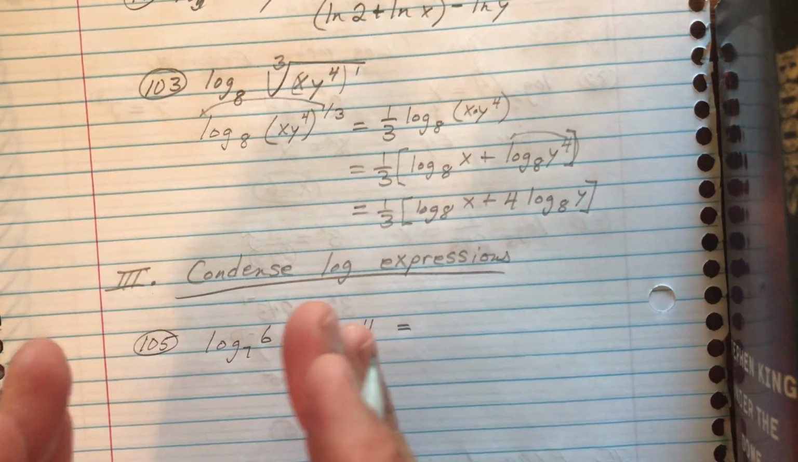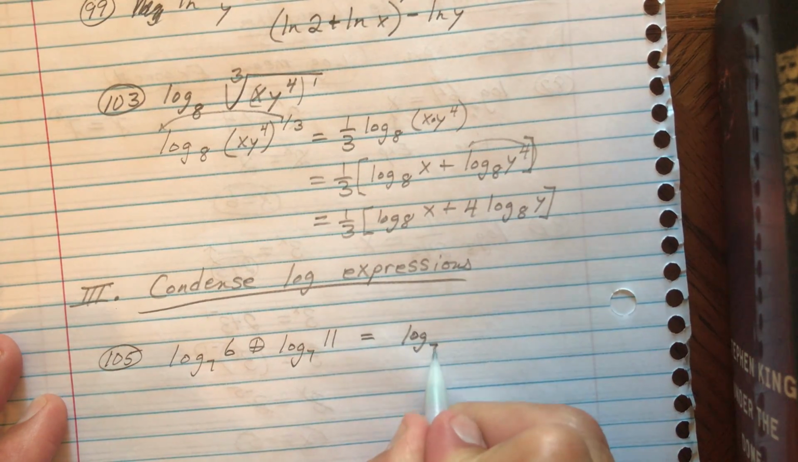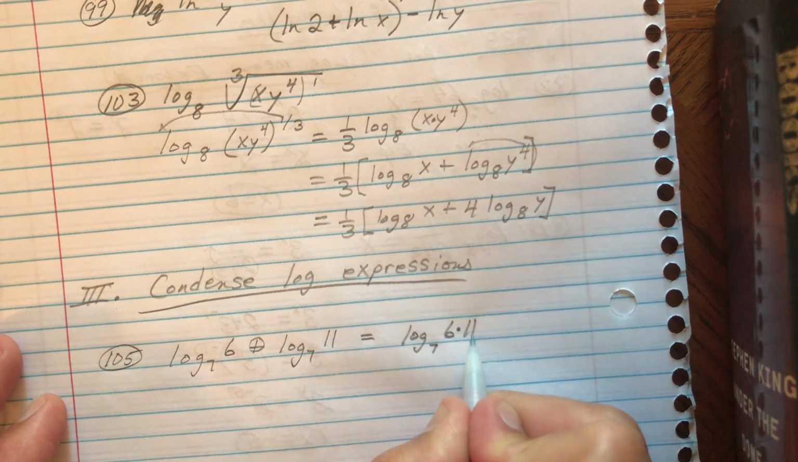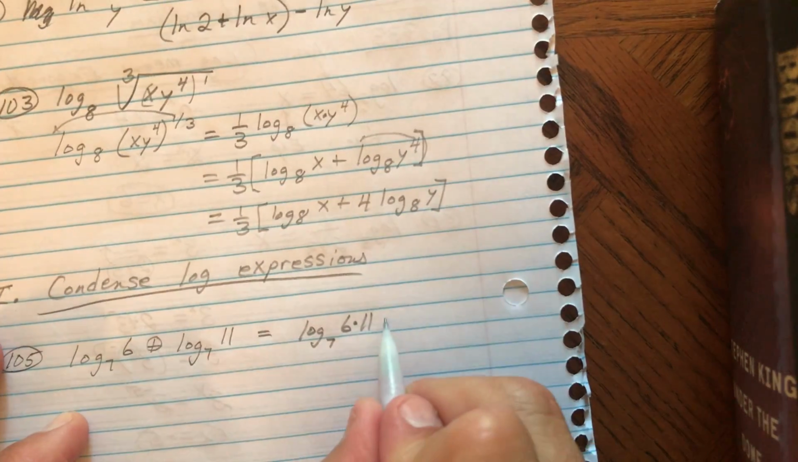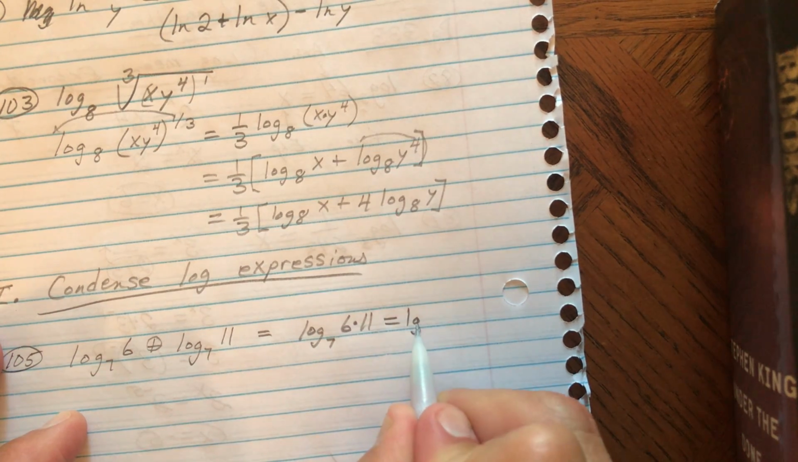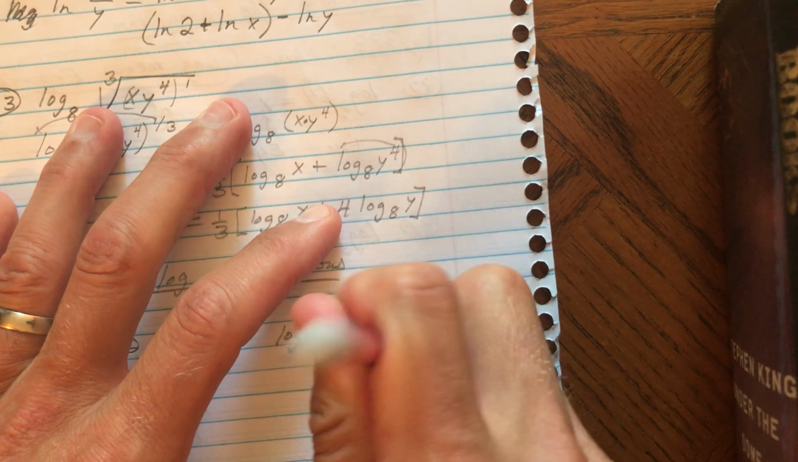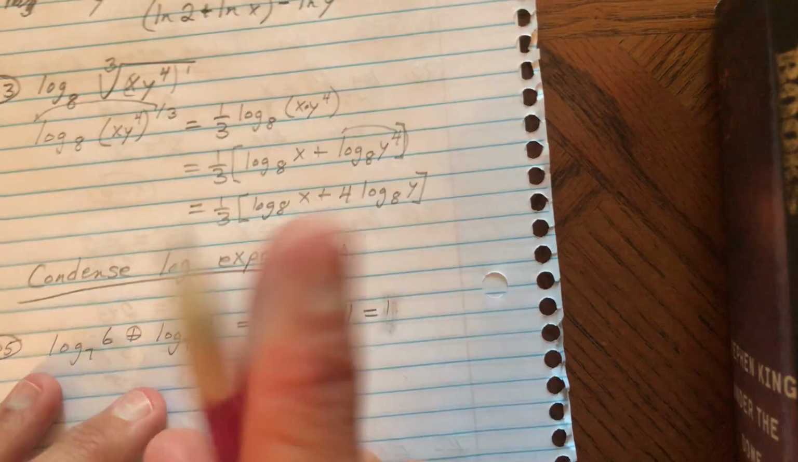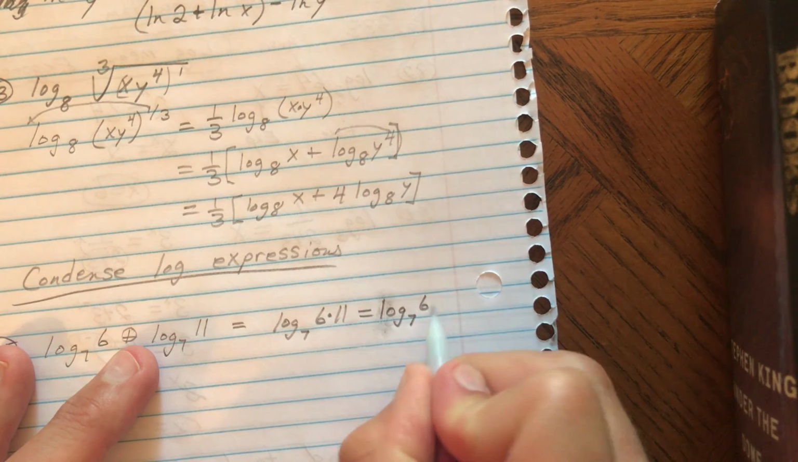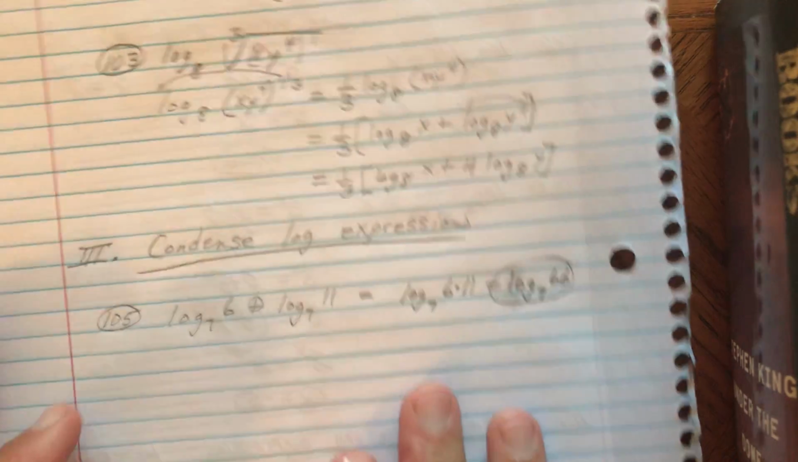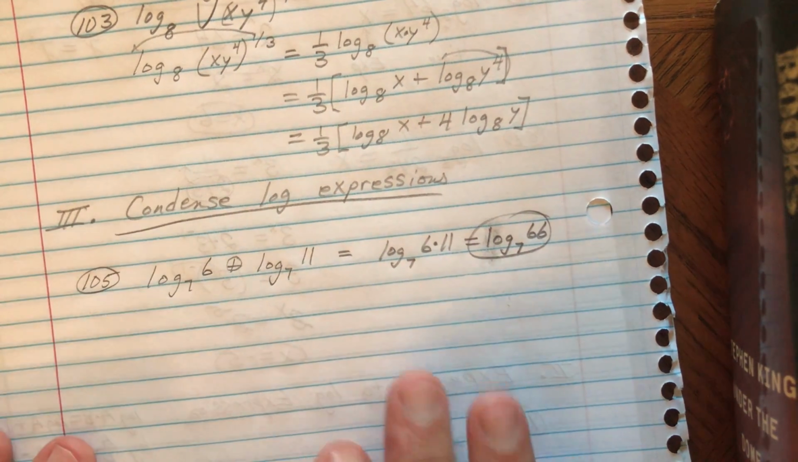Now you can see that this is expanded and it has an addition sign. So that must mean if we combine or condense this, it would change back to multiplication. So the 6 times 11 can have just one log here. So really the final answer is log base 7 of 66. Log base 7, 66. Let's see. Let's do 108.